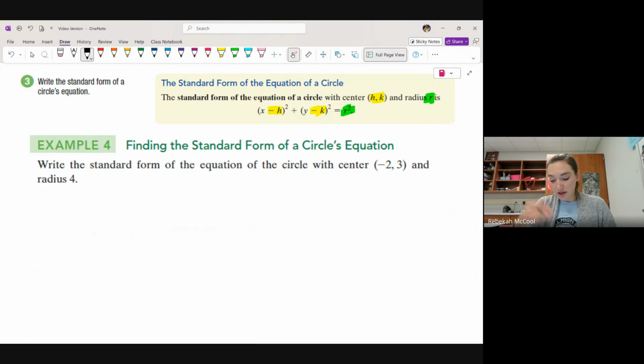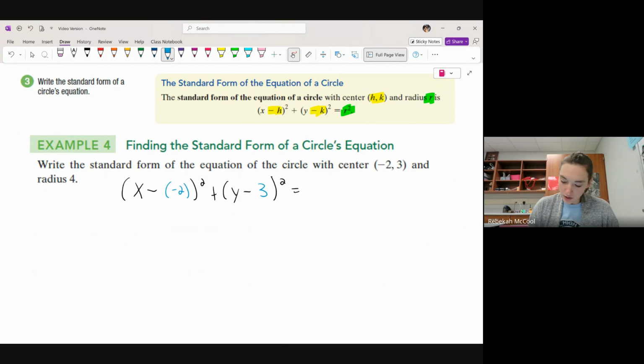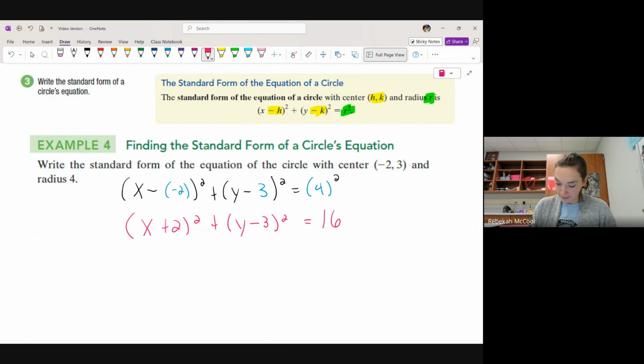So let's say we're supposed to write the equation. We've got a center of (-2, 3) and a radius of 4. So we're just going to plug the pieces in. So I'll have x minus the x coordinate, which is -2, that quantity is being squared, plus y minus the y coordinate, which is 3, that quantity is being squared, is equal to my radius, which is 4, and that's being squared as well. So just to clean this up a little bit, this would turn into (x + 2) squared plus (y - 3) squared is equal to 16.